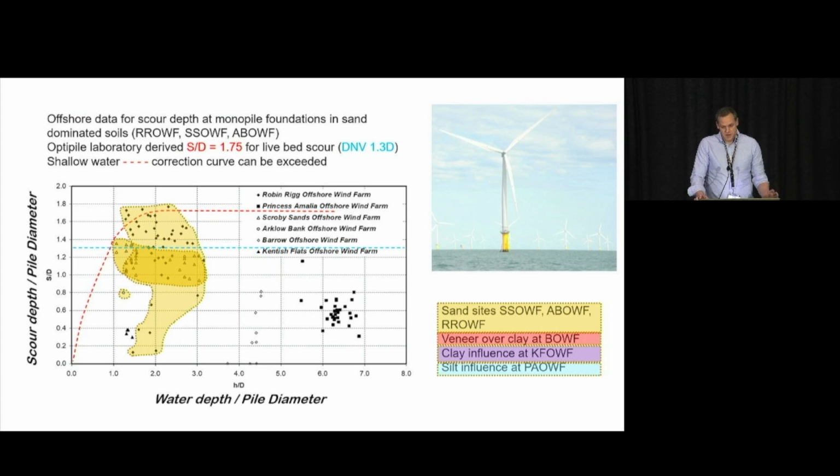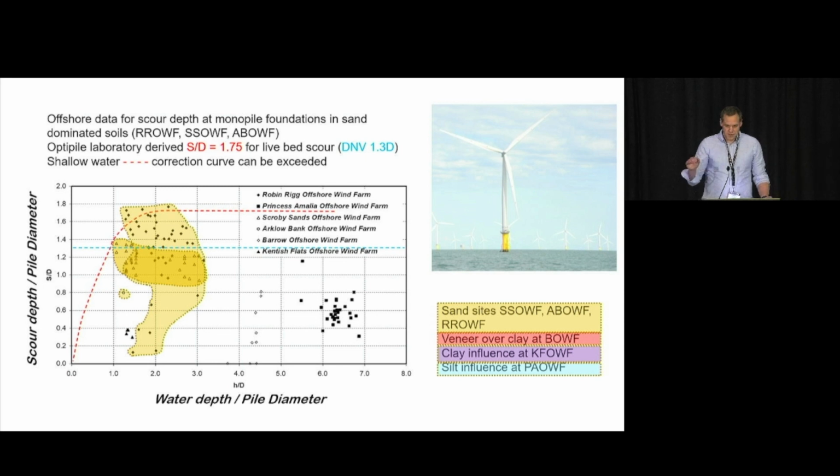The thing about the Robin Rigg data set is it's not all from 2 to 3 years after installation. Some of it, I think even the multibeam, was taken just after installation, and then some of the other data is taken in the order of 2 to 3 years afterwards. So a lot of the variability here is the fact that we're just observing scour in the field at the time of survey. We don't know where we are in terms of the time development of that scour process.